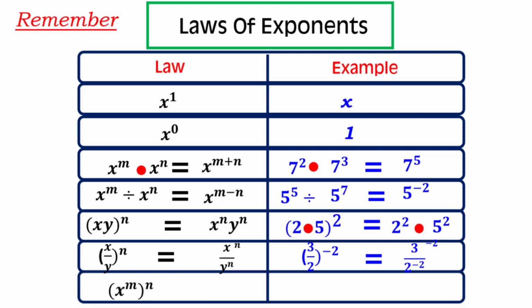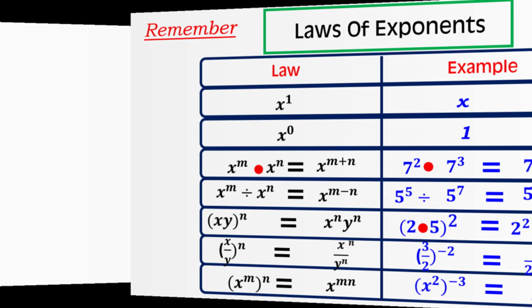Finally, if we have two powers m and n, x raised to the power m, all raised to the power n, we just multiply the two powers, and we get x raised to the power m times n. For example, x squared raised to the power negative 3 will be x raised to the power 2 times negative 3, which is negative 6. So it will be x raised to the power negative 6. Let's have an exercise.